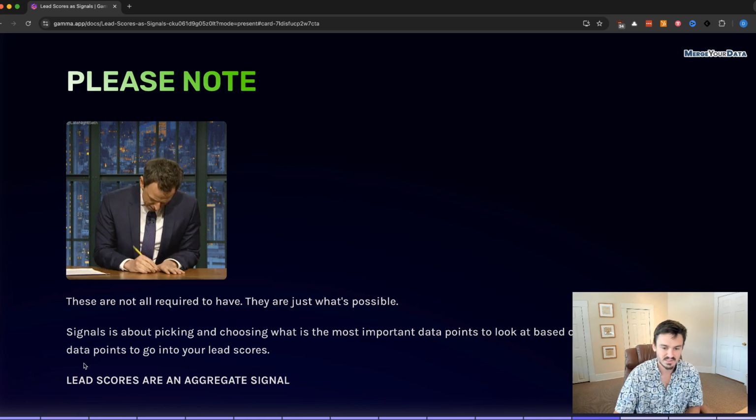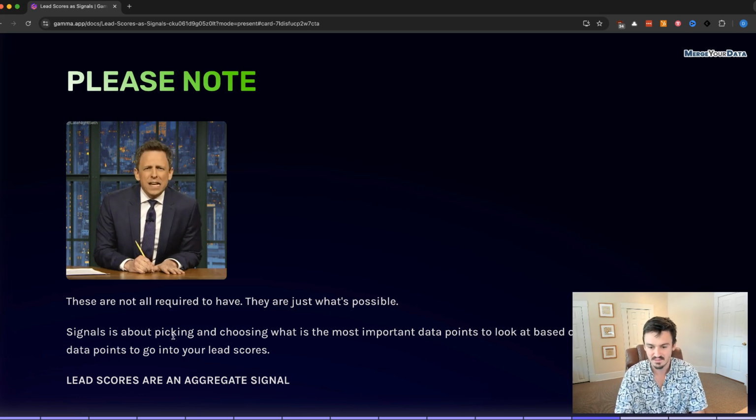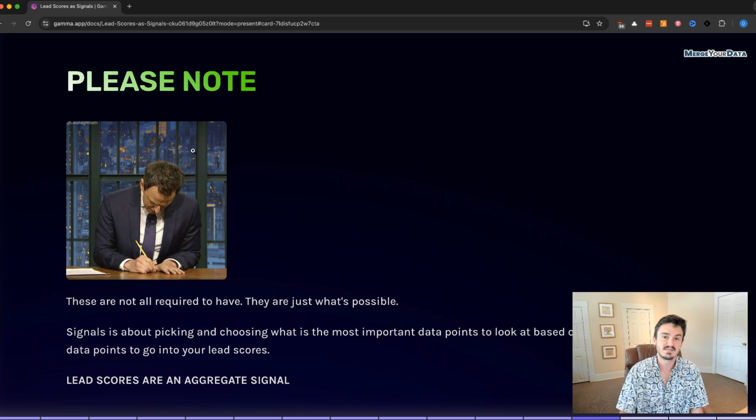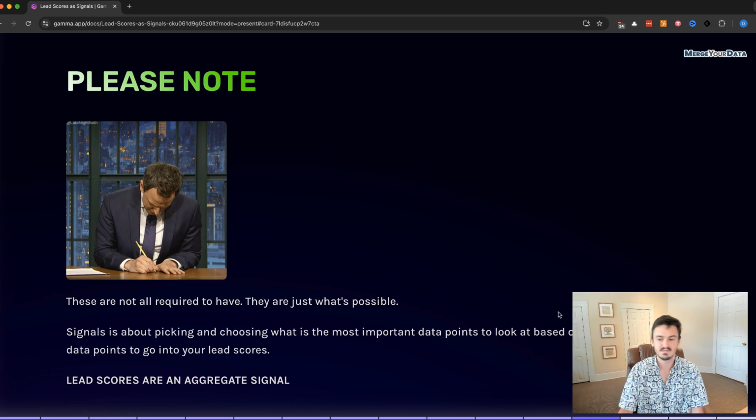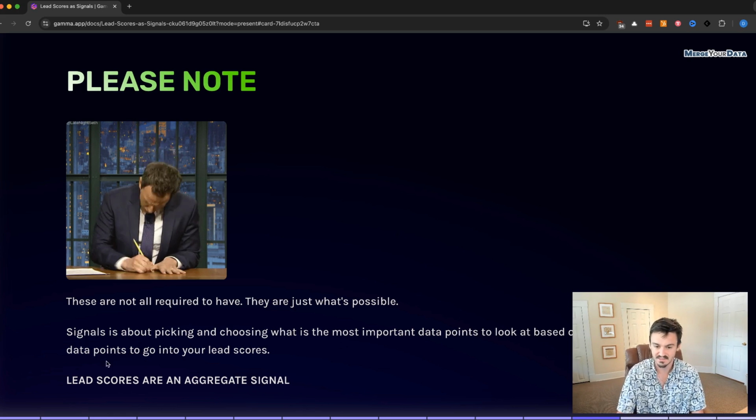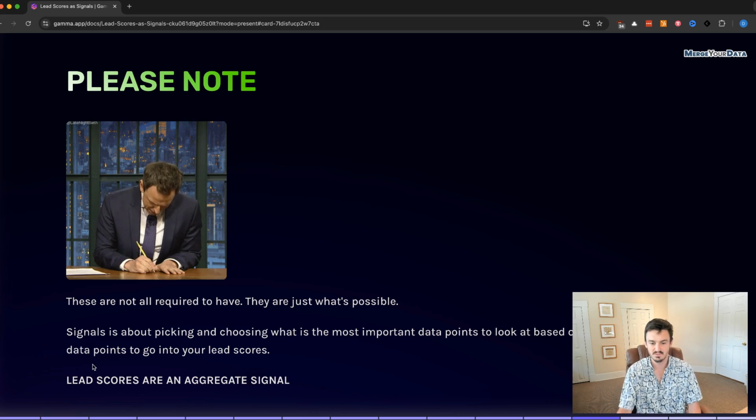And as a reminder, signals is about picking and choosing what is the most important data points to look at based on evidence. Like I just said, we're picking and choosing. And then we're looking and seeing what that comes up with. If we put all the ingredients together and then we get a crappy tasting bread, then we go back to the drawing board, we see if we have to change the quantities or if we have to change the ingredients themselves, add something, subtract something. You get the idea. So pick the data points to go into your lead scores.